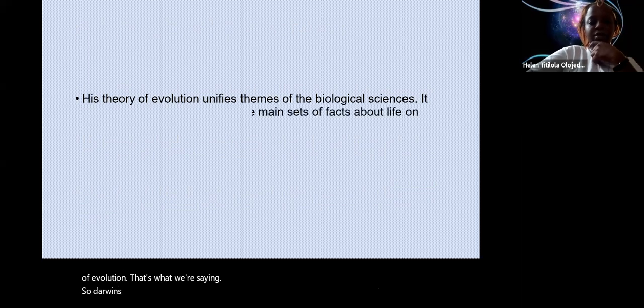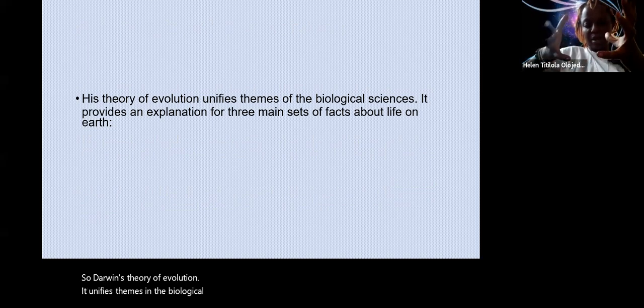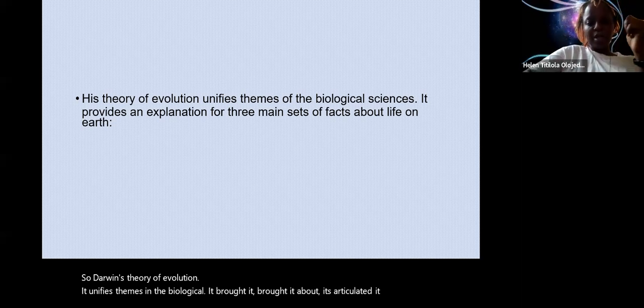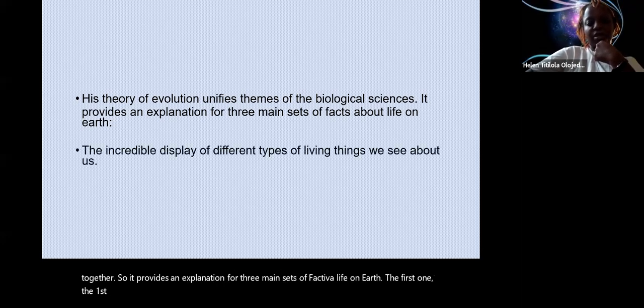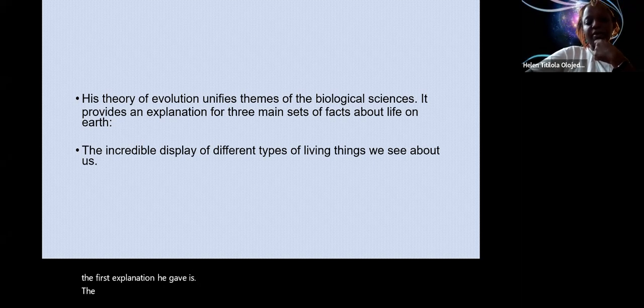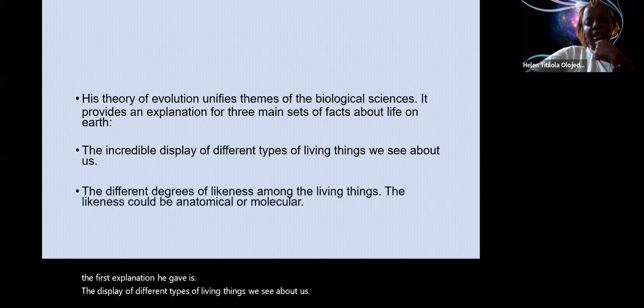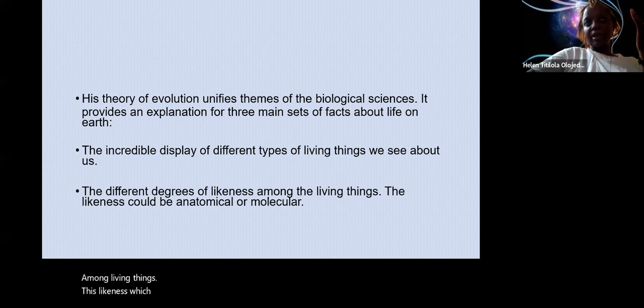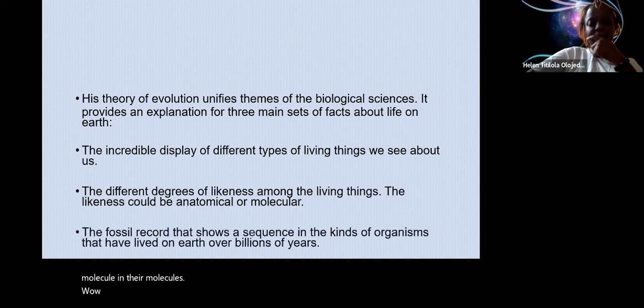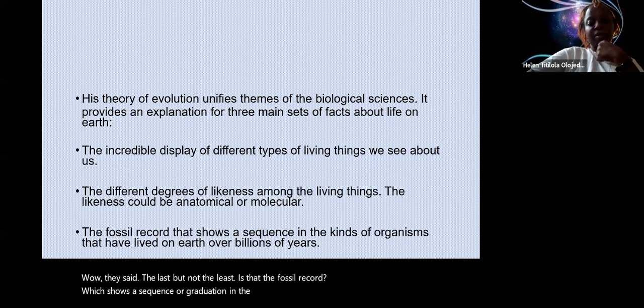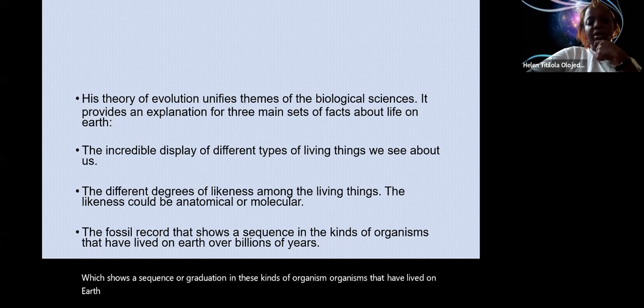So Darwin's theory of evolution unifies themes in the biological sciences. It brings them together. It provides an explanation for three main sets of facts about life on Earth. The first explanation it gave is the display of different types of living things we see about us, the different degrees of likeness among living things, this likeness which could be anatomical, that is found in their anatomy, or found in their molecules. While the third, the last but not the least, is the fossil record, which shows a sequence of gradation in the kinds of organisms that have lived on Earth over billions of years.